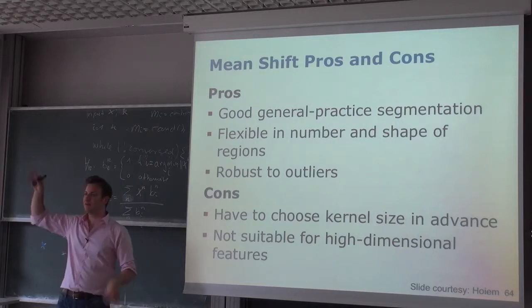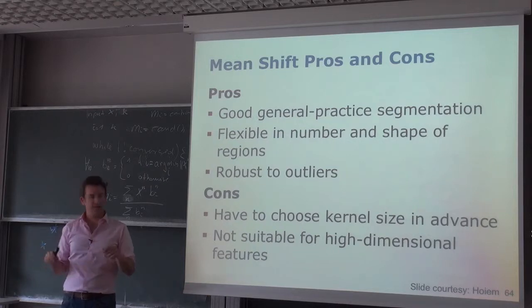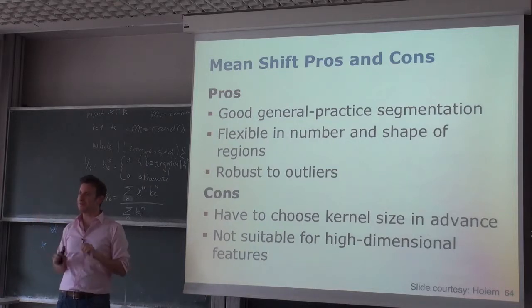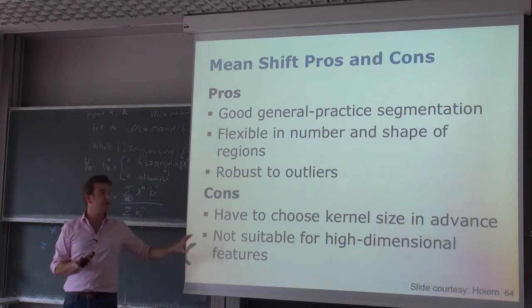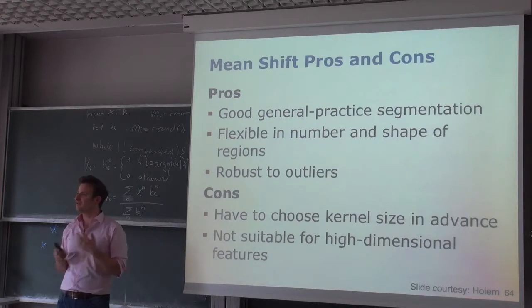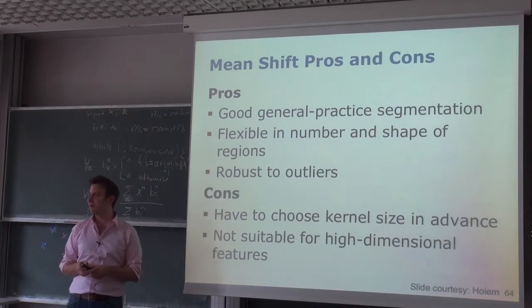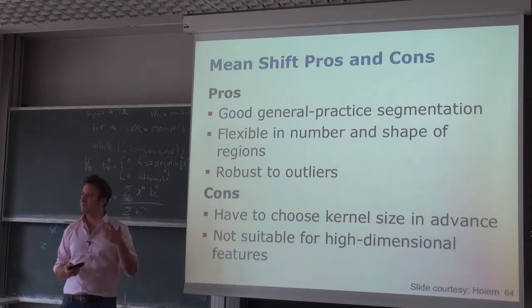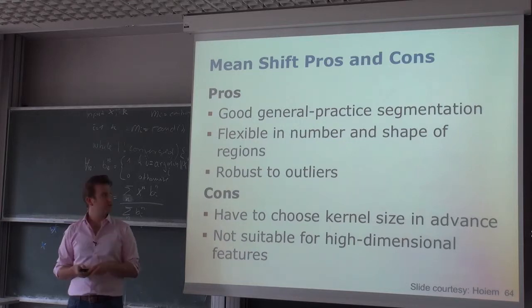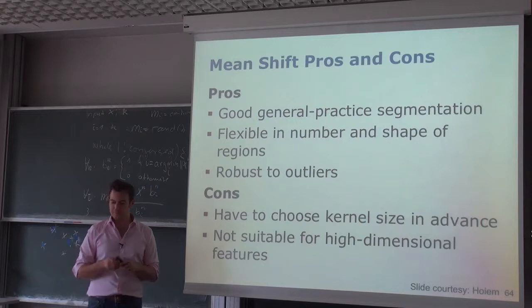So for very high dimensional spaces, I need to do these kernels of all the high dimensional spaces and then define all the kernels in the different dimensions. That can be tricky. But for standard image segmentation, that's actually one of the very popular algorithms one can use. And again, it's also not too hard to implement. You can actually do that in a quite straightforward way.